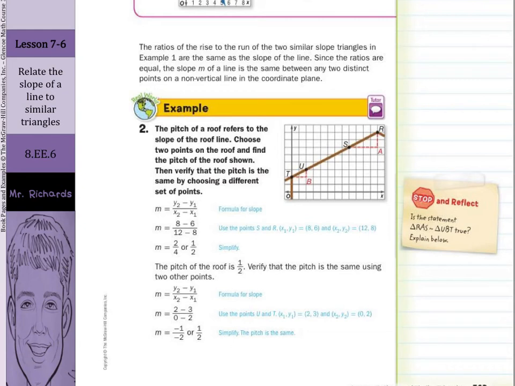Which leads us to the stop and reflect question here on the right. Is the statement triangle RAS similar to UBT true? And explain below. Well, yes. This is true, as the two triangles are slope triangles, so they are similar.